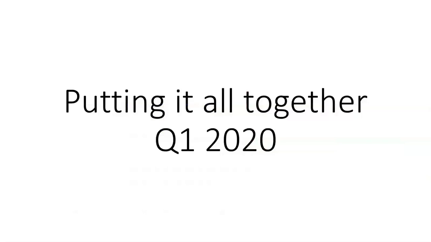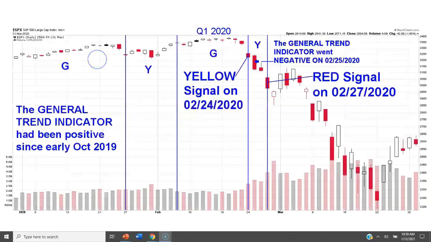Now let's put it all together and see how Simple Market Signals could have helped you during the fastest bear market in history, which of course happened during Q1 of 2020. We had a strong stock market coming into 2020, so the risk signal was green coming into 2020 and remained green for the majority of January. We did have a yellow signal for about 2 weeks towards the latter part of January, first part of February, and then of course the risk signal went back to green.